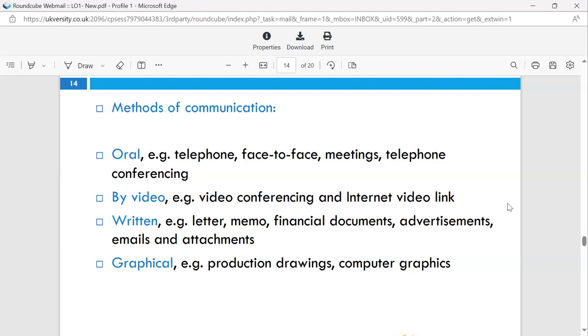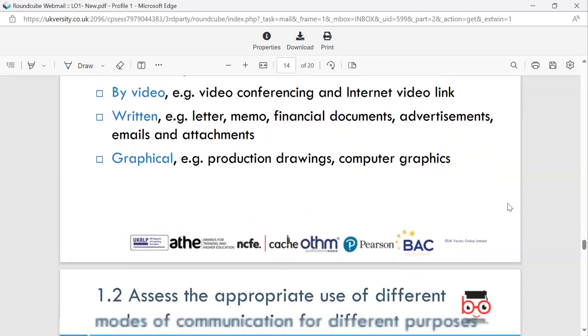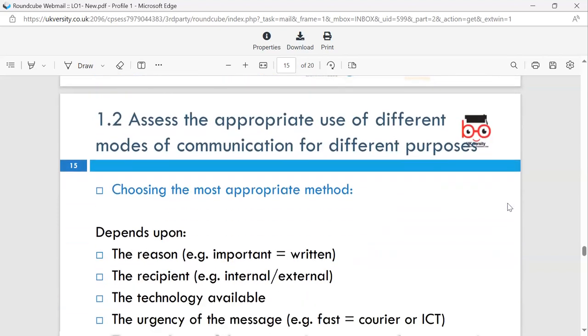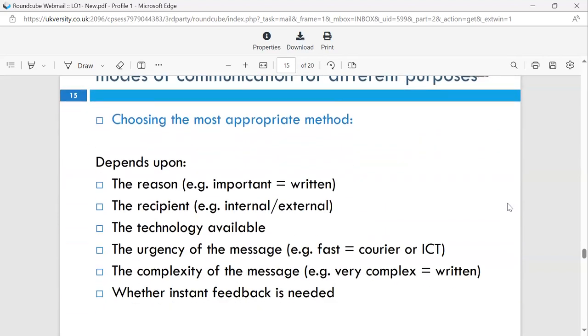Yeah. Video conference is being used a lot nowadays. It's because of COVID as well. People use video conferencing more. Written examples: letters, memos, financial documents, advertisements, emails and attachments, and graphical things, productive drawings and computer graphics. 1.2, the appropriate use of different modes of communication.